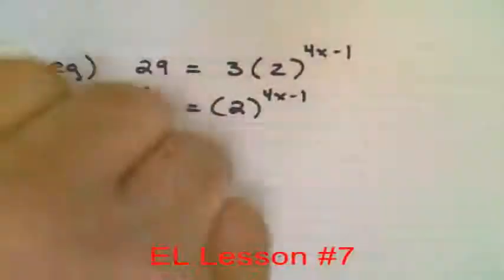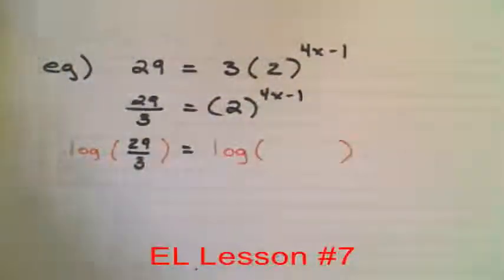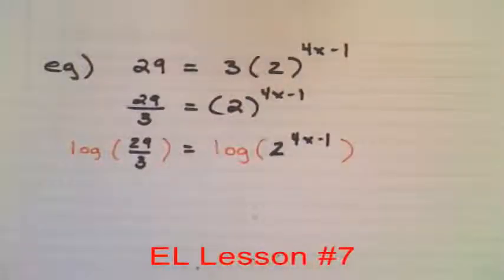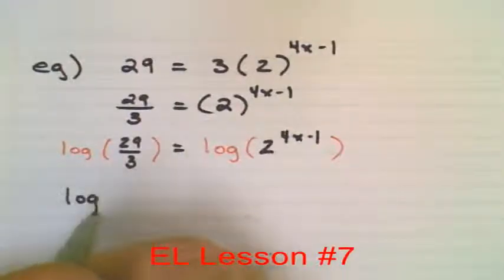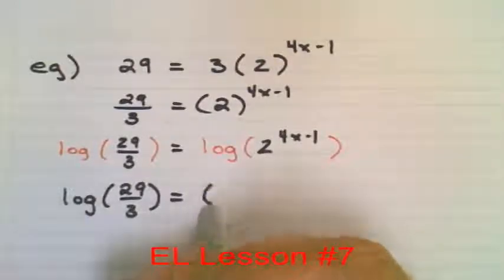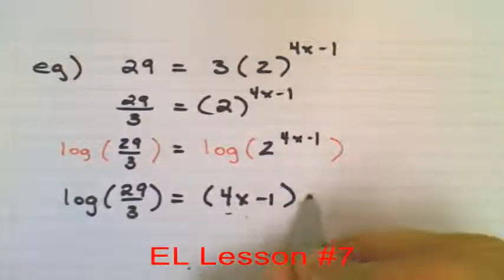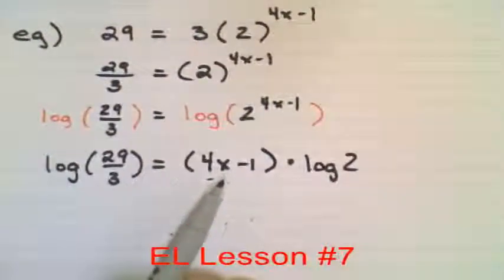Okay? From there, I'm going to take the log of both sides. So it's going to be the log of 29/3 equals the log of 2 to the power of 4x minus 1. Okay. Now if I've got a binomial as an exponent, this is where it gets a little bit more complicated. Because watch what's happening. I get the log of 29/3. I'm bringing the entire exponent down.